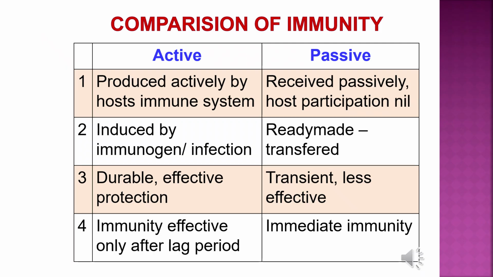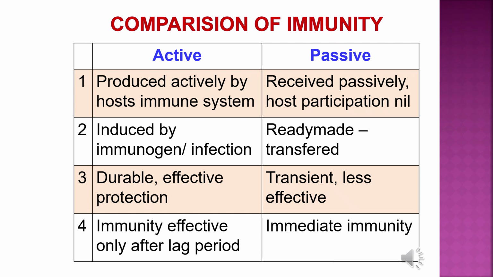So now we will see a comparison of active and passive immunity. Active immunity is produced actively by the host immune system. So host participation is required in active immunity, induced by immunogen or infection. It is durable and gives effective protection, and immunity is effective only after a lag period. So some period is required to build up the immunity, that is, production of antibodies. That is called the lag period.